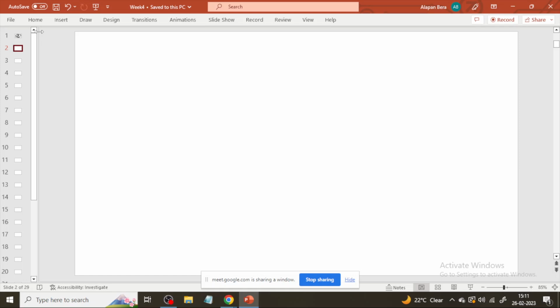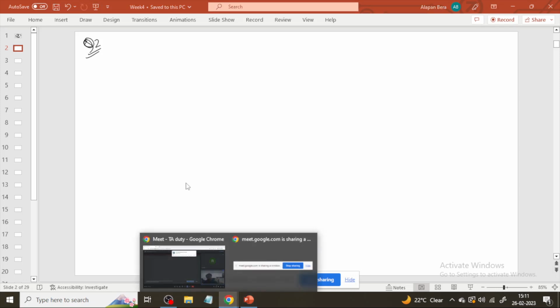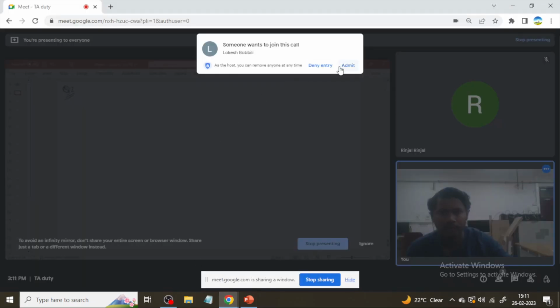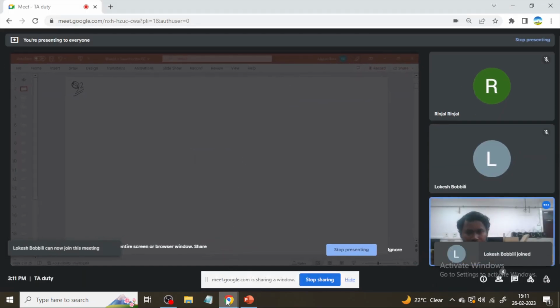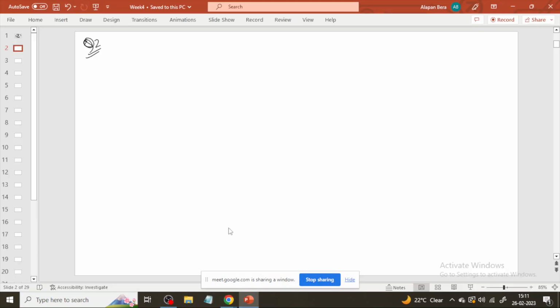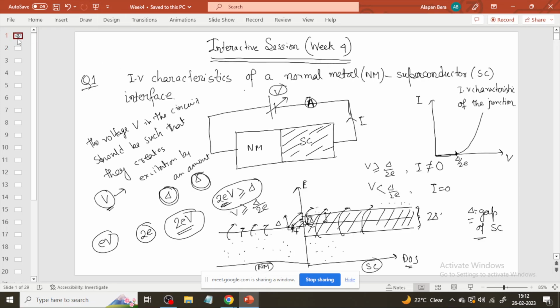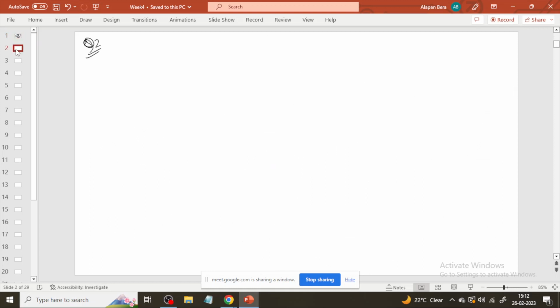Okay, so we are done with the first case. Now let's say we want to make a Josephson junction. As you may have known by this time, if you have seen the previous lectures, in the case of a Josephson junction, there is not only the normal metal and superconductor junction. It will be like this.